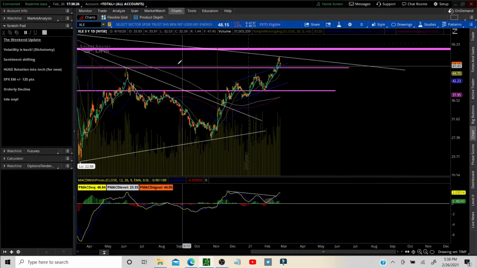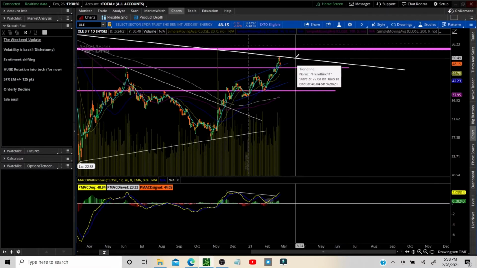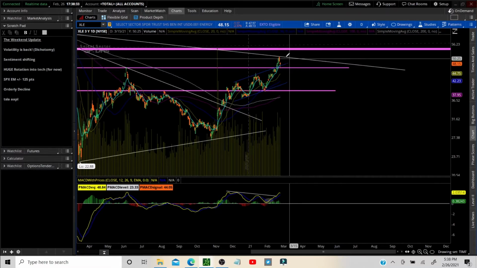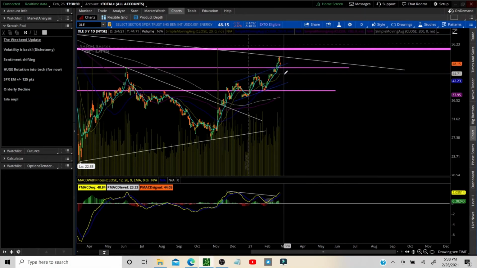So, we have a long-term downtrend that we nailed. I didn't just put this downtrend there. This has been there for a while, and it hit it right on the nose. And guess what? It's pulling back. Well, I don't know how far it's going to pull back.